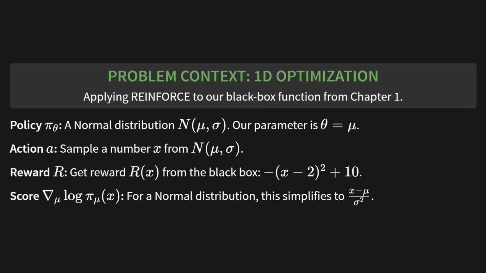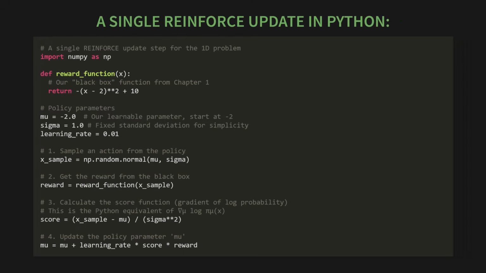So let's look at a single REINFORCE update step in Python. First, we import numpy. Then we have our reward function, which is our black box. We set our policy parameters. Let's say mu starts at negative 2.0, and we'll keep sigma fixed at 1.0 for simplicity. We also need a learning rate, say 0.01. Okay, step 1. Sample an action from the policy. We call numpy.random.normal with our mu and sigma. Step 2. Get the reward from the black box by passing our sample into the reward function.